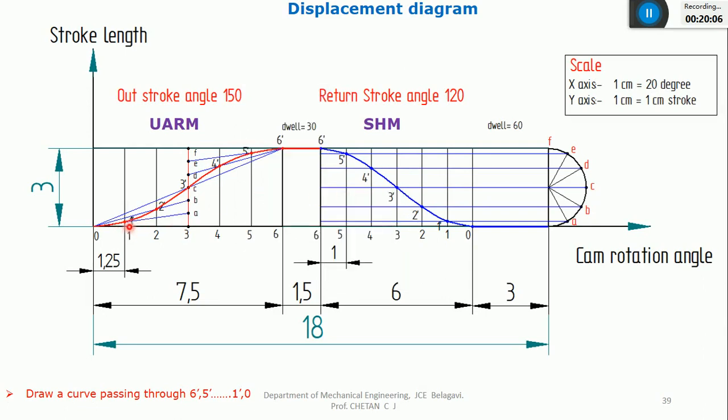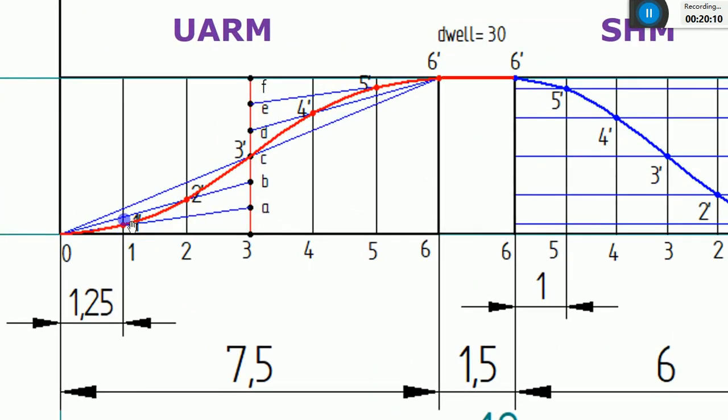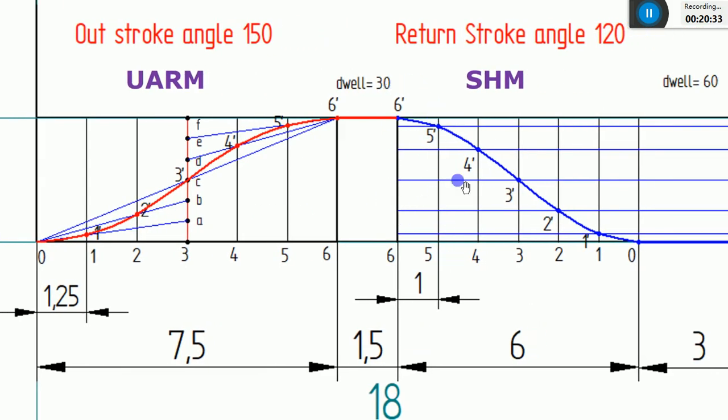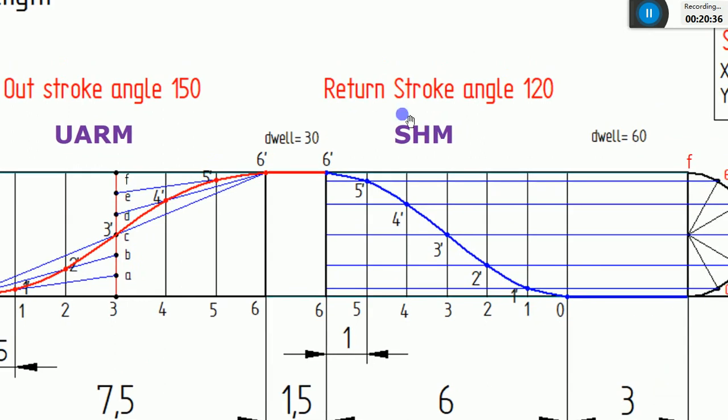So I want to transfer all these 6 vertical distances, that is 1 to 1 dash. I'll measure with the help of compass, and I'll draw the arc in the cam profile. Again, I'll copy this 2 to 2 dash, 3 to 3 dash, 4 to 4 dash, 5 to 5 dash, and 6 to 6 dash with respect to the outstroke, because I'm constructing the cam profile first for this outstroke. Later onwards, I'll copy these distances also when I'll be constructing the cam profile for the return stroke.